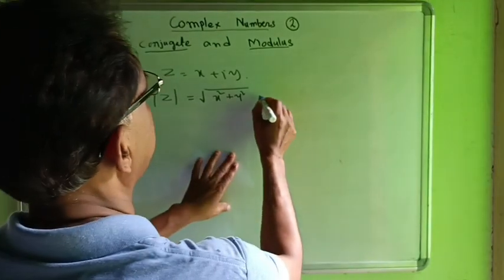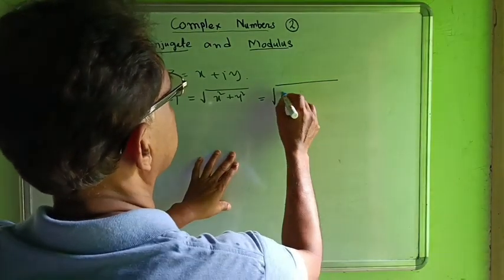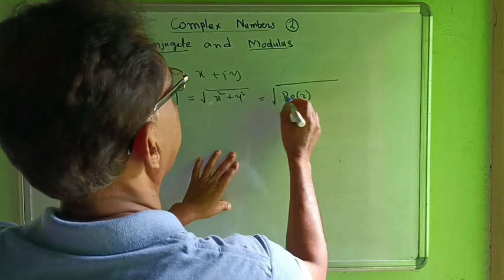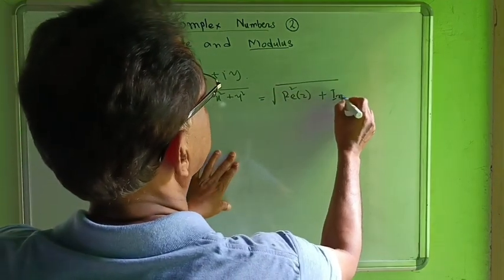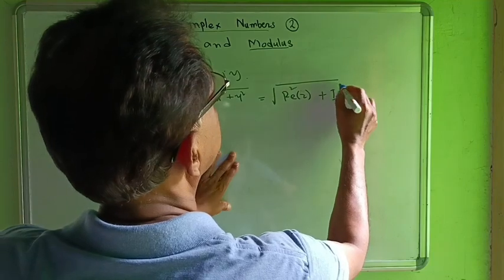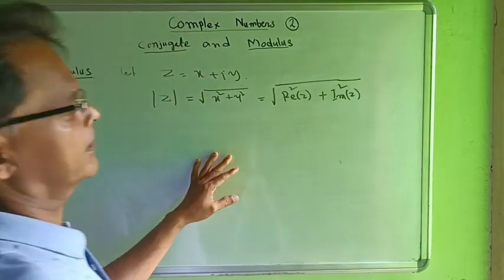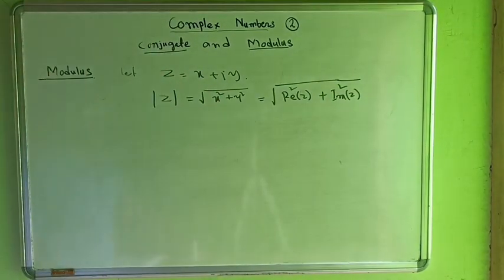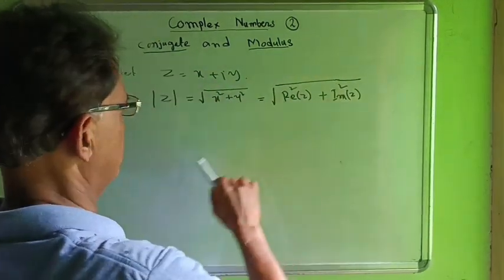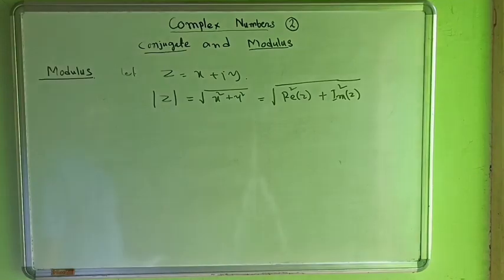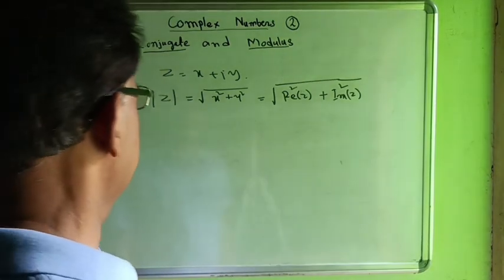This can be written as the square root of the real part of z squared plus the imaginary part of z squared. The real part of z is x, and the imaginary part of z is y. So we can write mod z equal to the square root of x squared plus y squared.